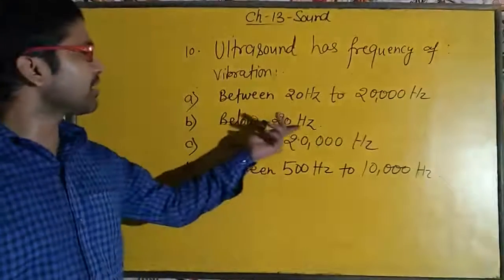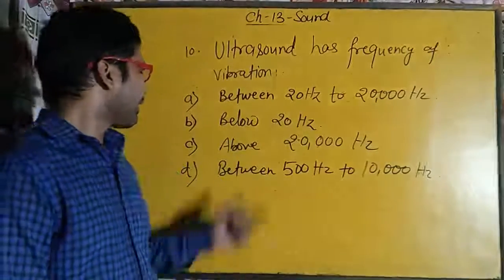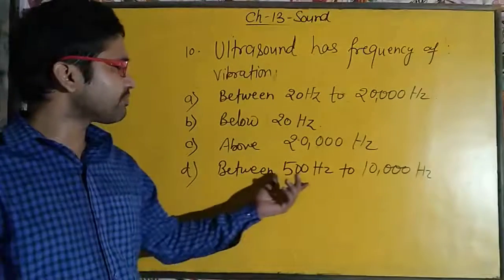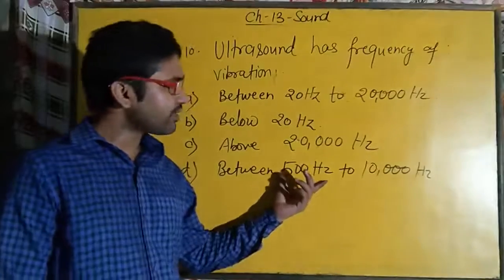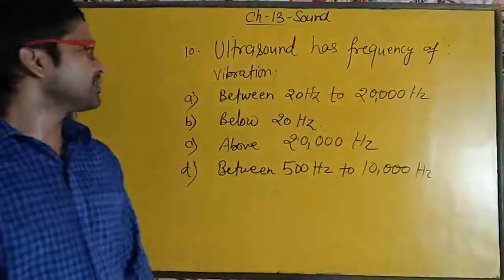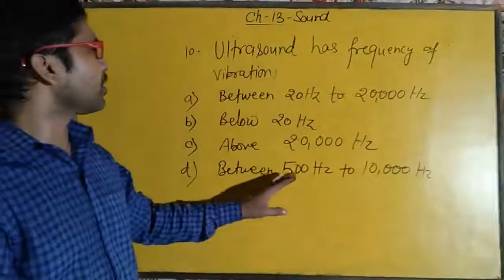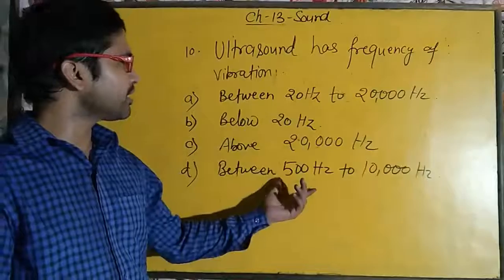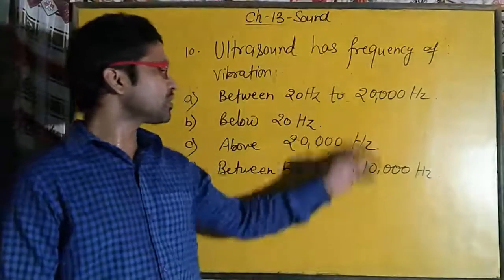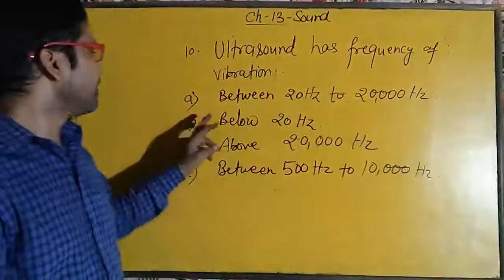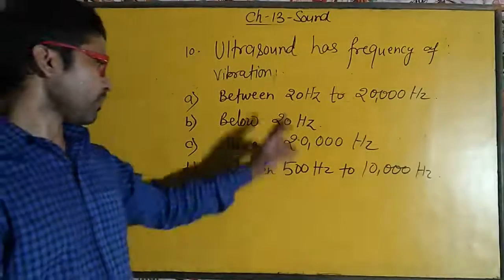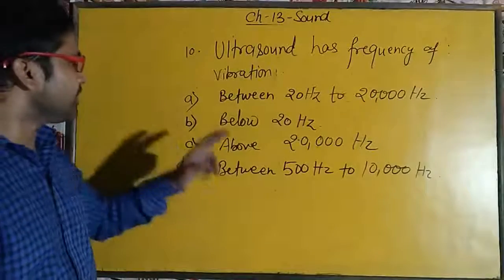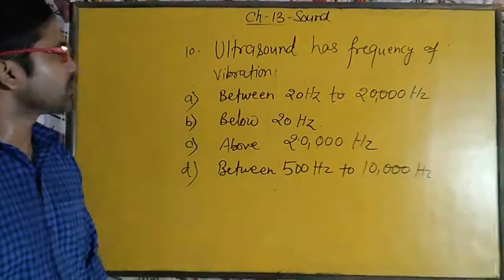Then below 20 hertz it is infrasound. Above 20,000 hertz is your answer, that is ultrasound. And between 500 hertz to 10,000 hertz, there is no specific range, but it is also in the audible range. You can say it is greater than 20 hertz and less than 20,000. So these two are the audible sound waves, and option B is infrasound. And the answer of this question is option number C, that is above 20,000 hertz.